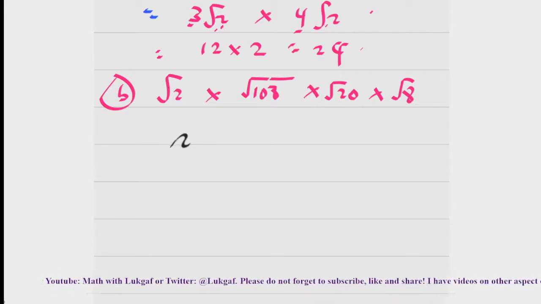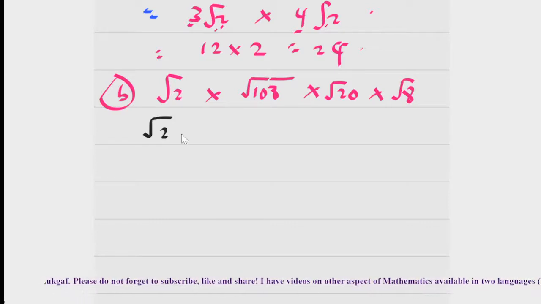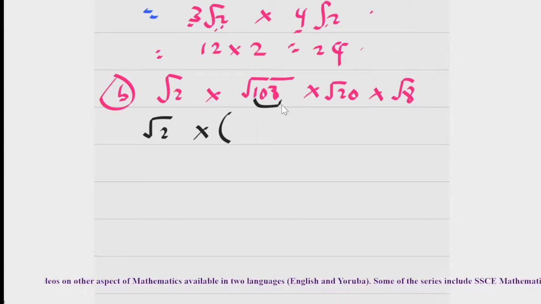So okay, let's see, is that possible? This one will give me what? Root 2, then multiply by... you can express this 108 as a product of its two factors, where one of the factors is a perfect square.